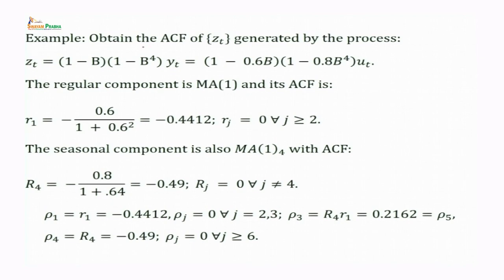Now, we consider this example. Z t is generated by the process 1 minus B, 1 minus B to the power 4, Y t equal to 1 minus 0.6 B, 1 minus 0.8 B to the power 4 u t. So, definitely you have quarterly data. Then the regular component is MA1 and you do not have any autoregressive term here. You have just one MA1 term here. So, its ACF is small r 1 equal to minus 0.6 upon 1 plus 0.6 square. So, finally, you get this value and r j is equal to 0 for all j greater than or equal to 2.